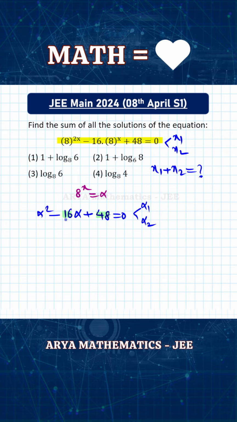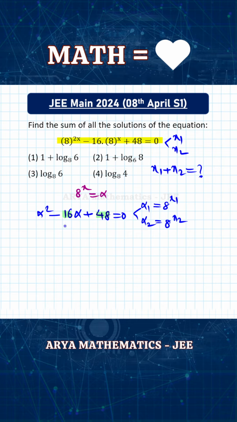But if the numbers are slightly different, then it will become a slightly complicated problem. So I'll explain another interesting method of solving this problem where we do not actually have to calculate the values of x1 and x2. Directly we can calculate x1 plus x2. So if alpha 1 and alpha 2 are the roots of this quadratic in alpha and alpha is 8 raised to x, that will imply that alpha 1 will be 8 raised to x1 and alpha 2 will be 8 raised to x2.